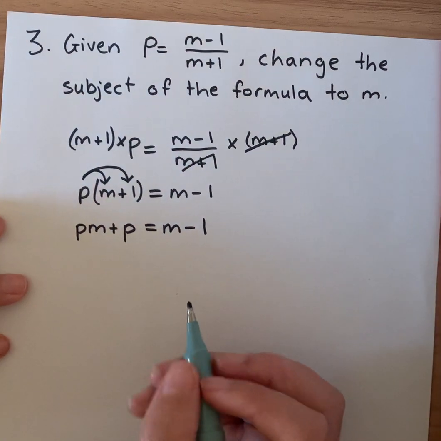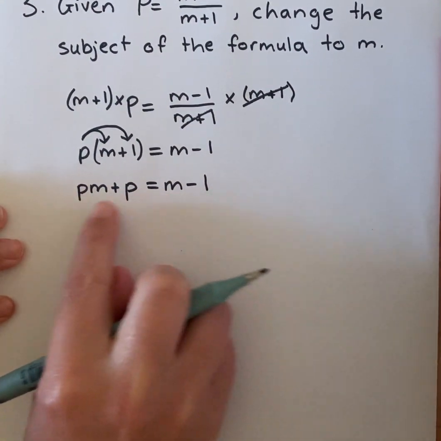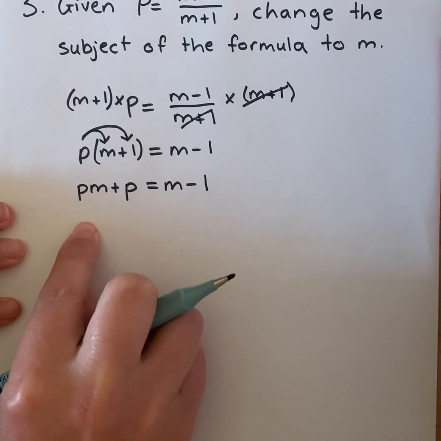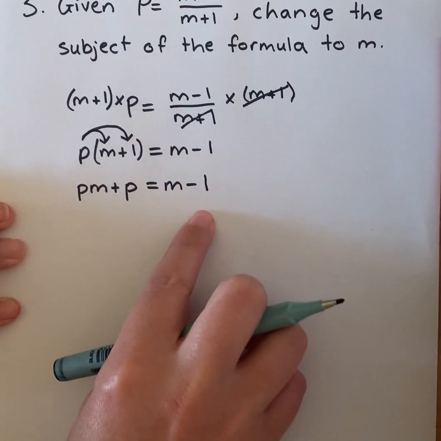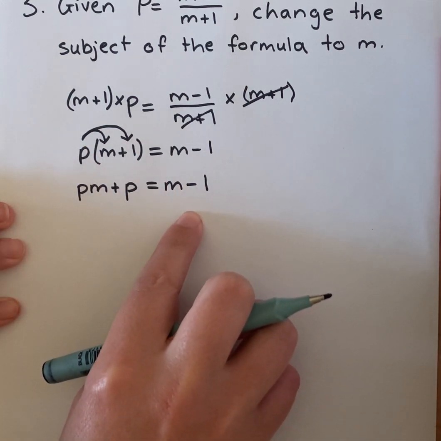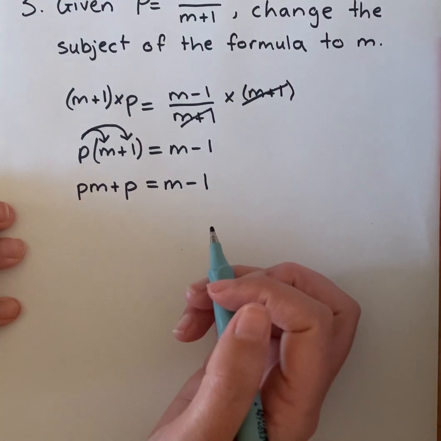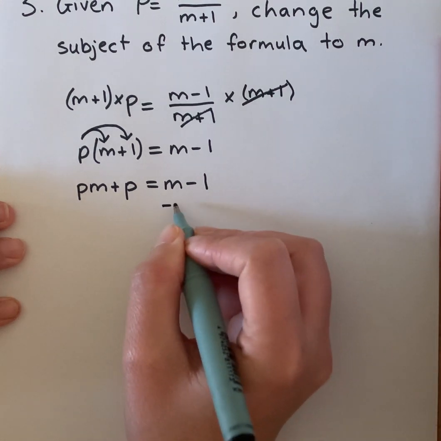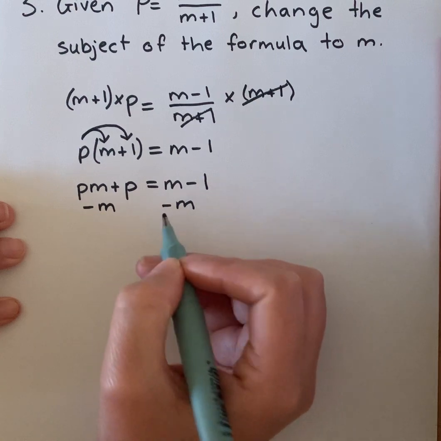All right, so we've still got the m on the left-hand side and the m on the right-hand side. So we want to bring them together. So what I'm going to do is I'm going to get all the m terms on the left-hand side and all the p terms and the constants and everything else on the right-hand side. So we just need to make sure all the m's are on one side together. So let's bring this m over, subtract m from both sides. That's going to get rid of that.